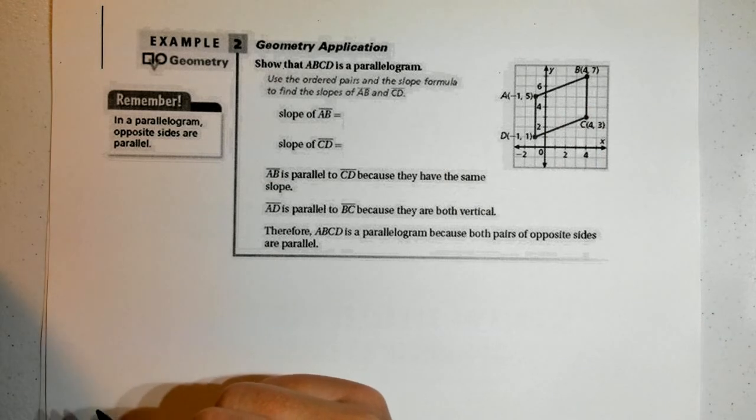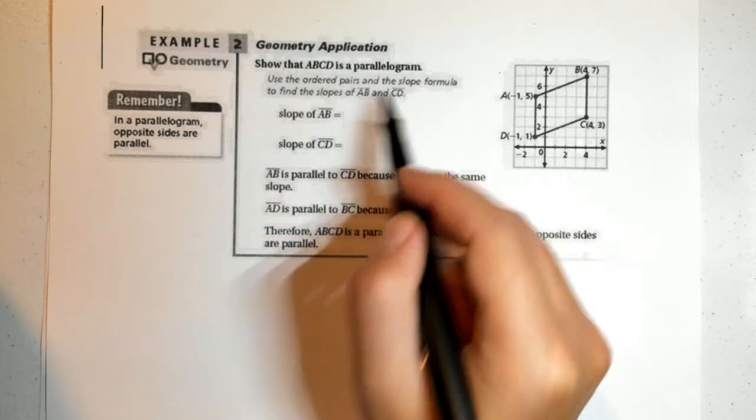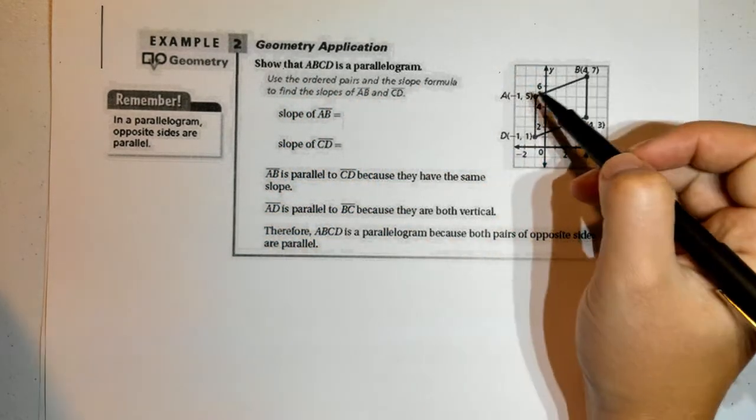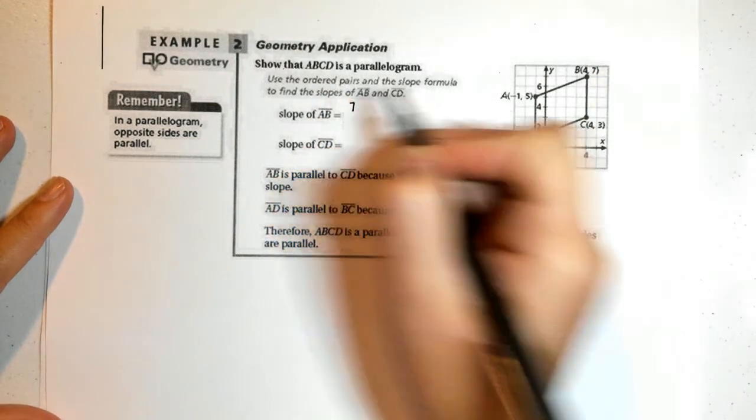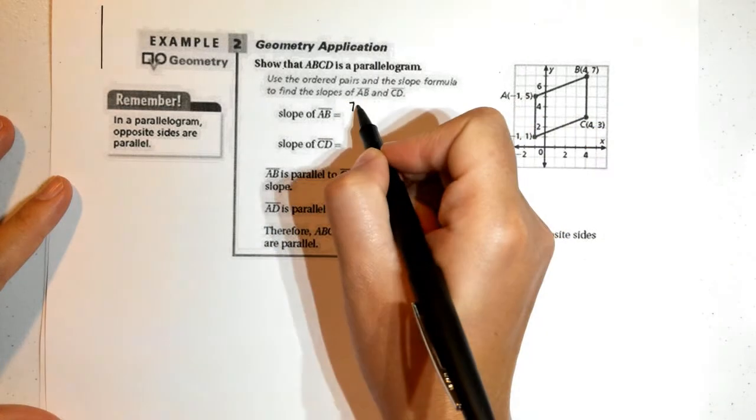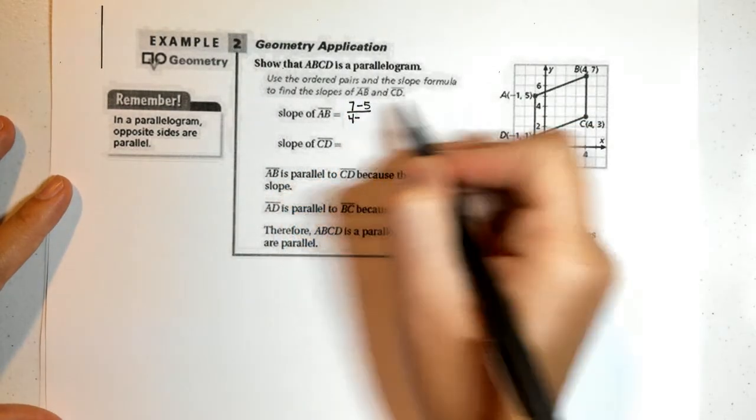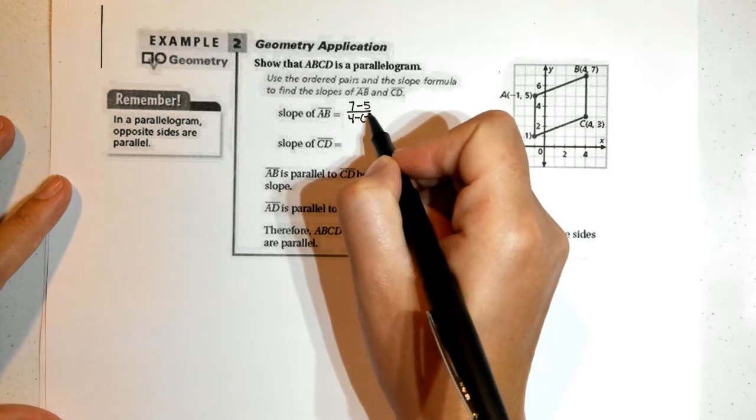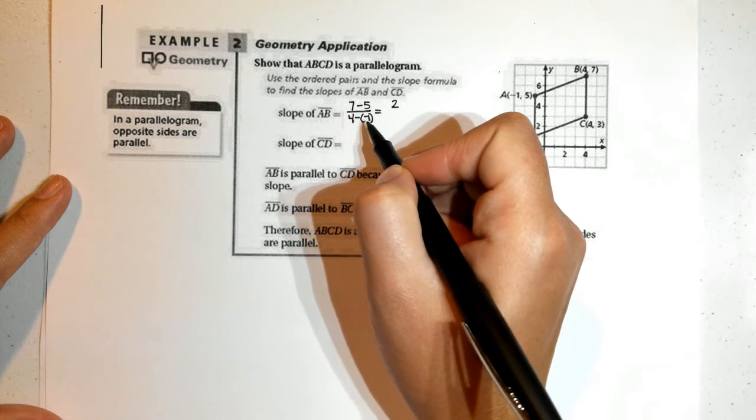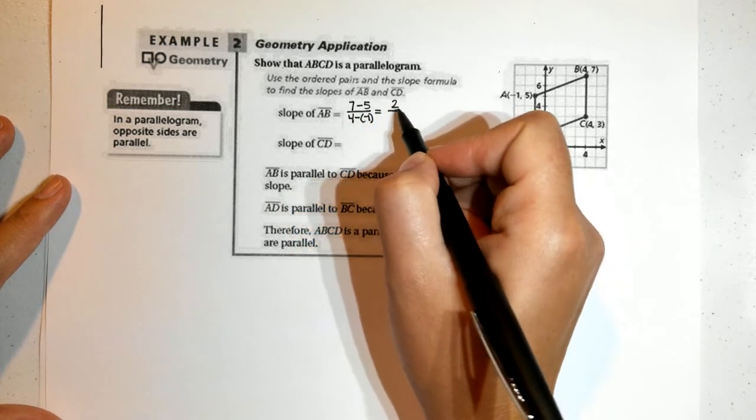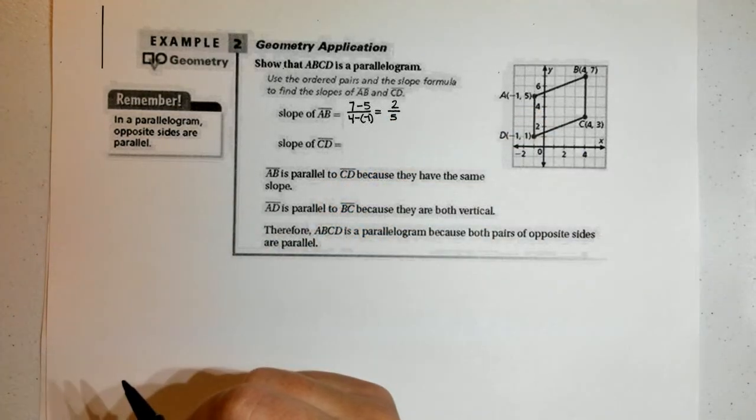So first, we are going to use the ordered pairs and the slope formula to find the slopes of AB and CD. So AB is right here, so I'm going to take my y values, so 7 minus 5 over 4 minus negative 1. 7 minus 5 is 2. 4 minus negative 1 becomes 4 plus 1, which gives me 5. So slope is 2 over 5.